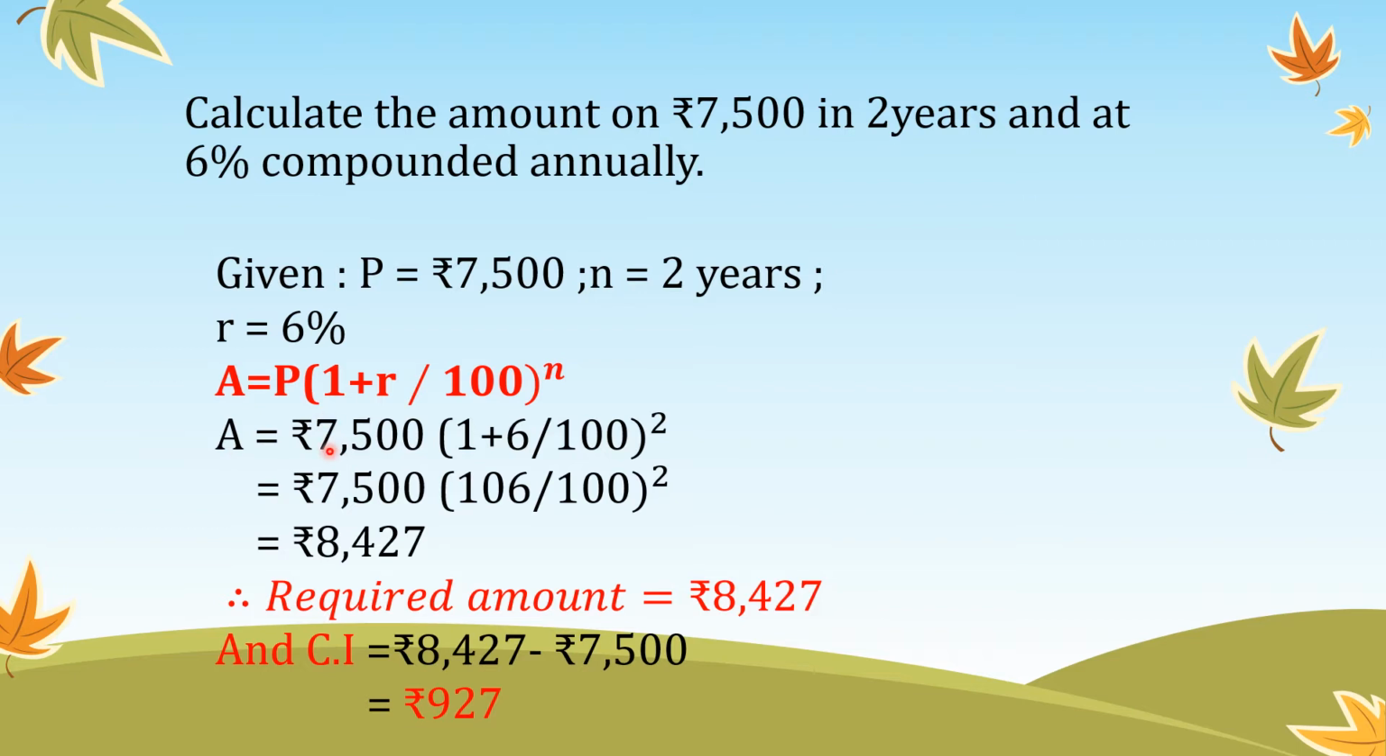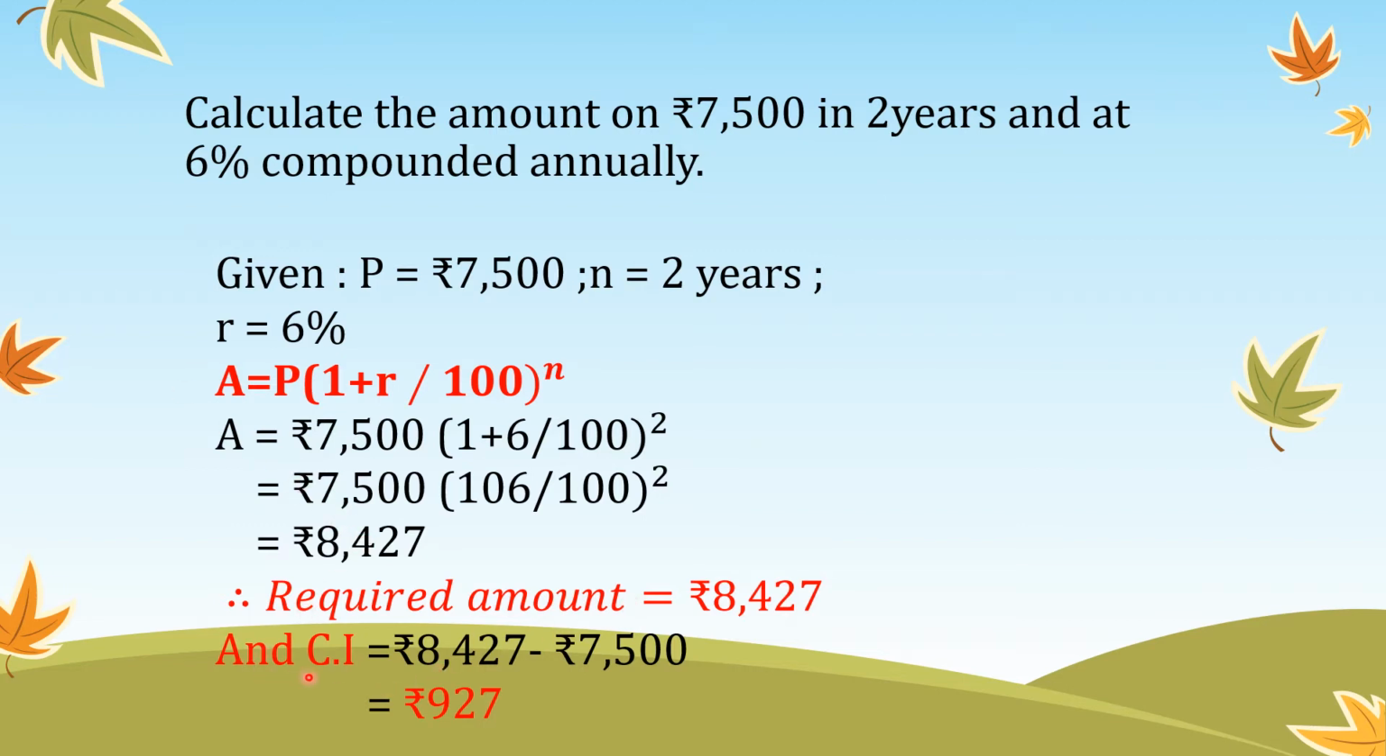A is equal to 7,500, that is P, into (1 plus 6 by 100) all raised to n, n is equal to 2, which is equal to 7,500. After calculating the LCM, we will get (106 divided by 100) all square, which is equal to 8,427. This is the required amount.